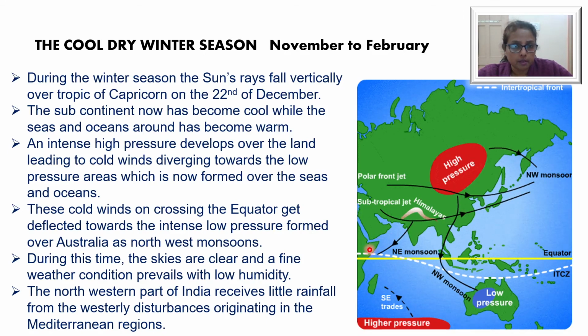The cold winds, when they cross the equator, get deflected and bring a lot of rainfall to the low pressure which has now been formed in Australia. During this time, the skies are clear and very fine weather prevails with very low humidity. The northwestern part of India receives some rainfall from the westerly disturbances which normally occur in the Mediterranean region.